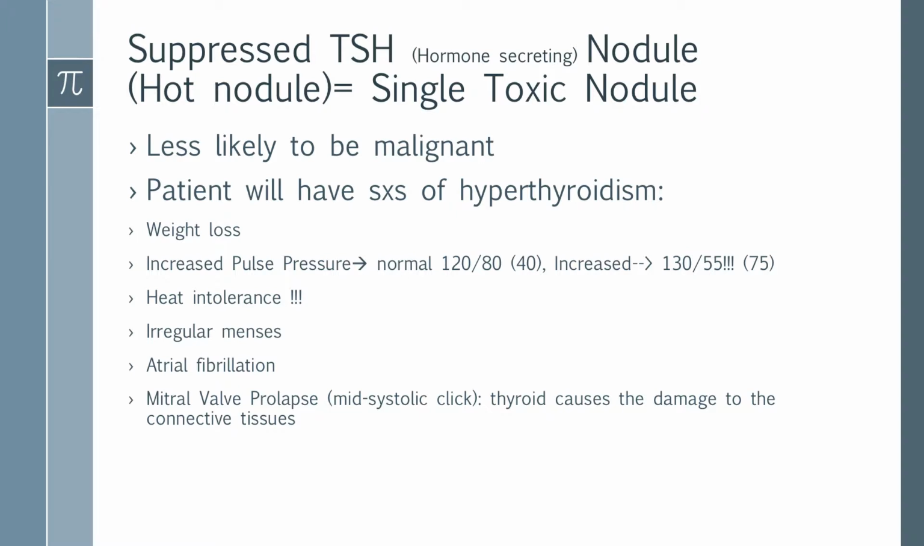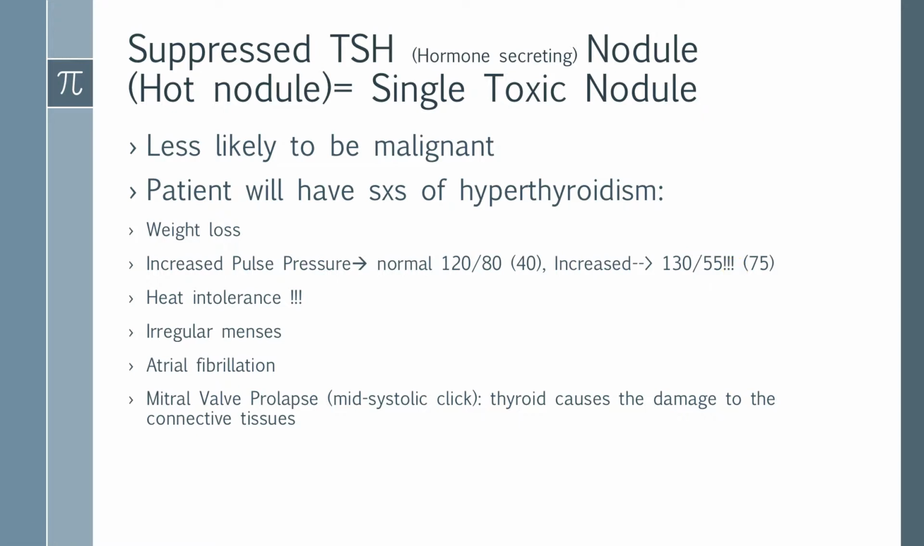You have weight loss. One thing I want you to pay attention to that's very high yield for thyroid disease and hyperthyroidism is increased pulse pressure. Right? What do you mean by increased pulse pressure? Pulse pressure is the difference between your systolic and diastolic blood pressure. So if you have a normal person who has 120 over 80, the difference is 40. So that's around the normal pulse pressure. But they'll give you blood pressures like 130 over 55. So your pulse pressure is 75. That's very high.